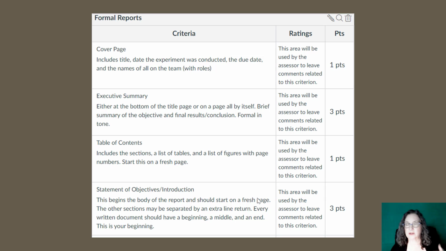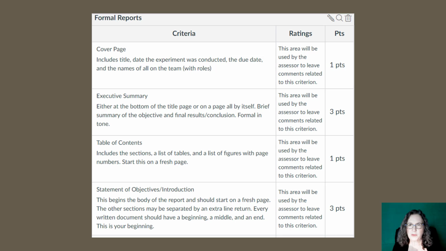Then you're going to start yet another fresh page, and this is going to be where you begin the body of the report. You're going to start with an introduction, or maybe you would rather it be a statement of objectives. Either way, this is the beginning, right? Every report gets a beginning, middle, and an end. This is your beginning of your report, okay?